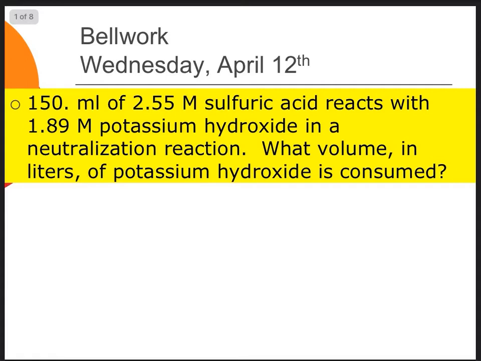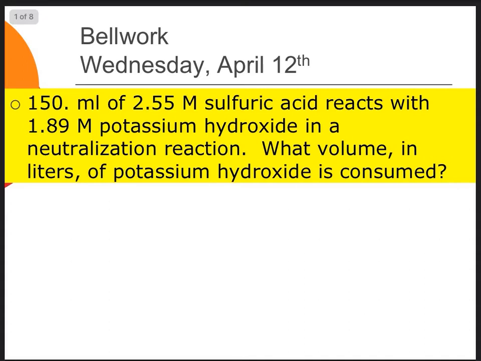Let's read the bell work question, and then you can have the sub pause the video so that you can complete it. 150 milliliters of 2.55 molar sulfuric acid reacts with 1.89 molar potassium hydroxide in a neutralization reaction, which means acids and bases. What volume in liters of potassium hydroxide is consumed?